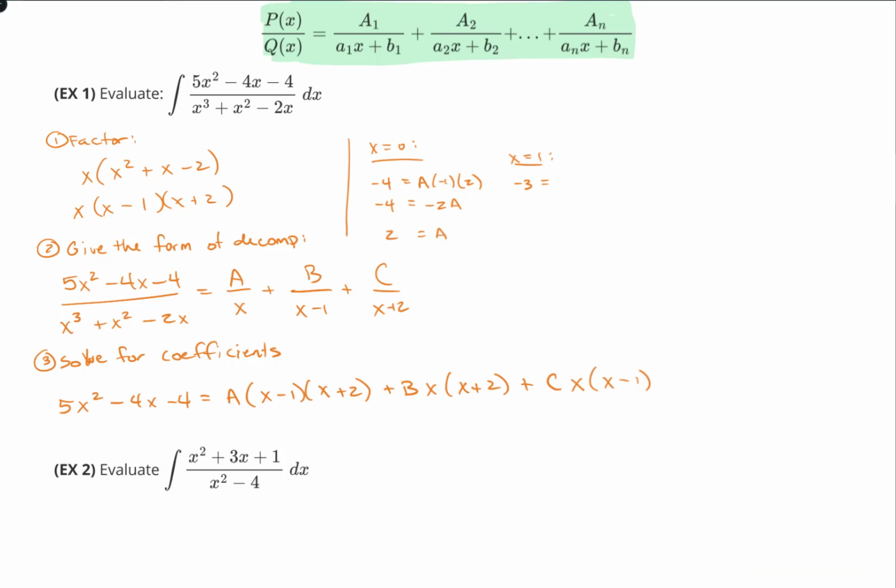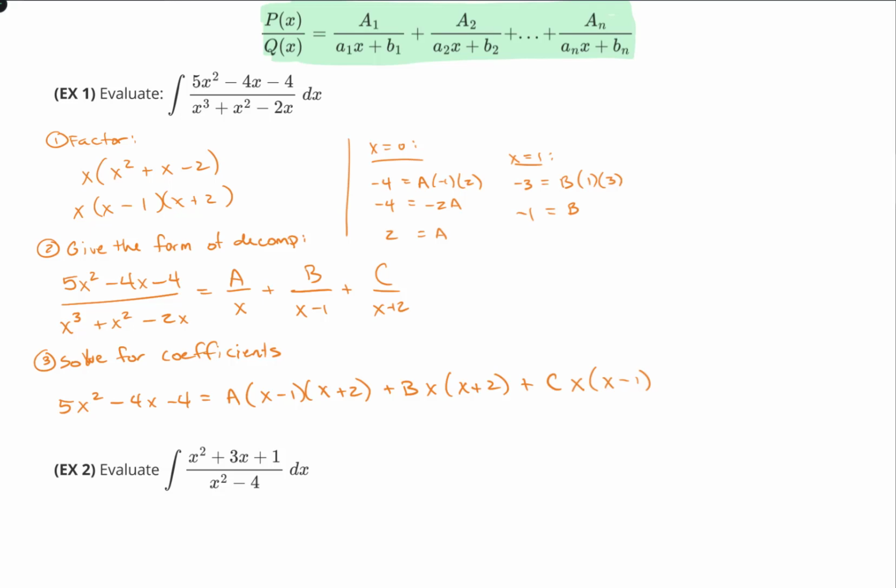And then when I plug in 1 here, this term goes to 0. Now I'm left with b times 1 times, let me be careful there, 1 times 3. And then the c term would go to 0. So I'm left with b equals negative 1.